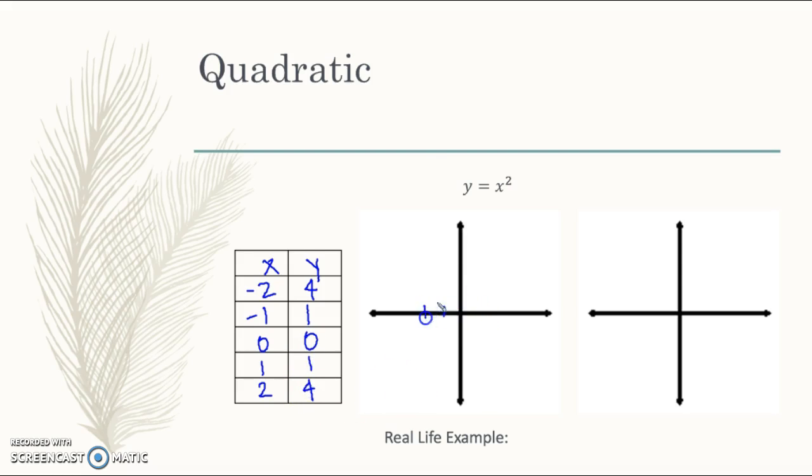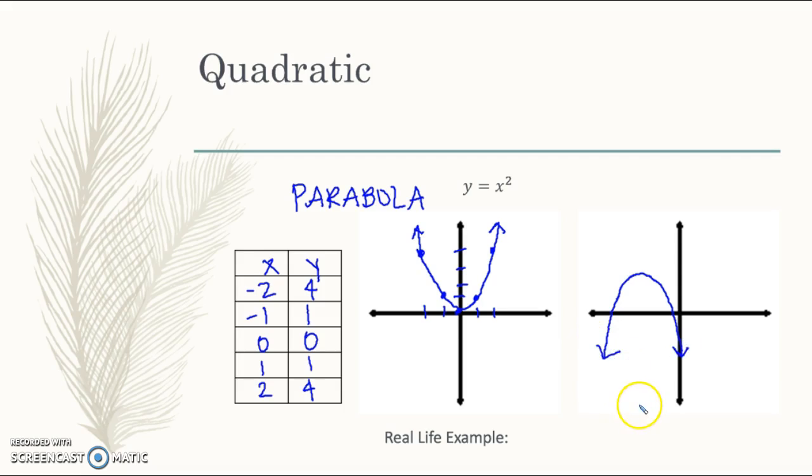So if I plot these, I get negative 2, 4, negative 1, 1, 0, 0, 1, 1, and 2, 4. If you remember, the quadratic makes this U-shaped graph, and the U-shaped graph is called a parabola. It's very important that you know the correct terminology. Just like with the exponential graph, we can reflect this, and we can move it around away from the origin. So we could go anywhere like that, for example.